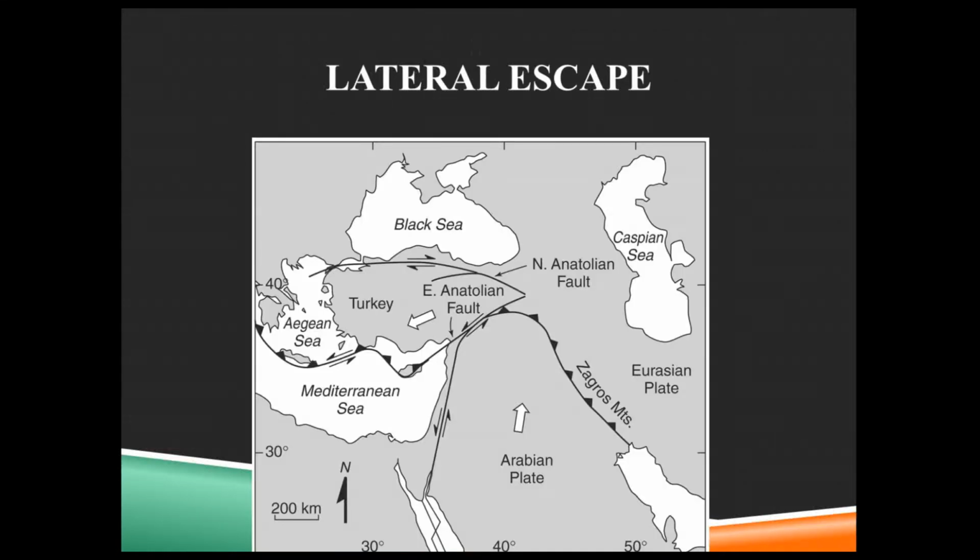We can see strike-slip faults happening when we have lateral escape. We saw it some over in the map of India and Asia. We can also see it here with the Arabian plate slamming into the Eurasian plate, and Turkey is actually being thrust out to the west as an escape, a lateral escape. And so we have strike-slip faults as Turkey is moving west.